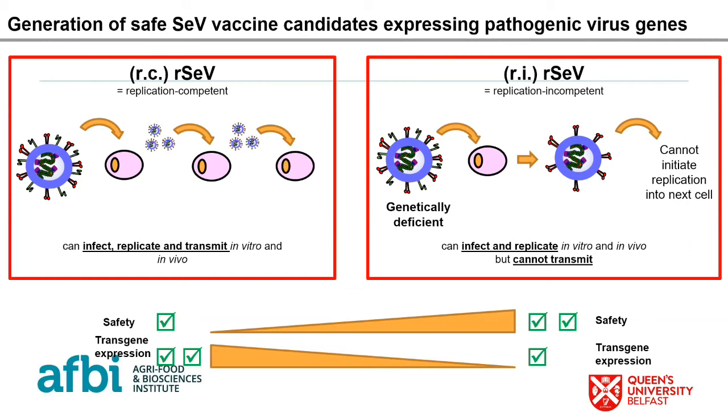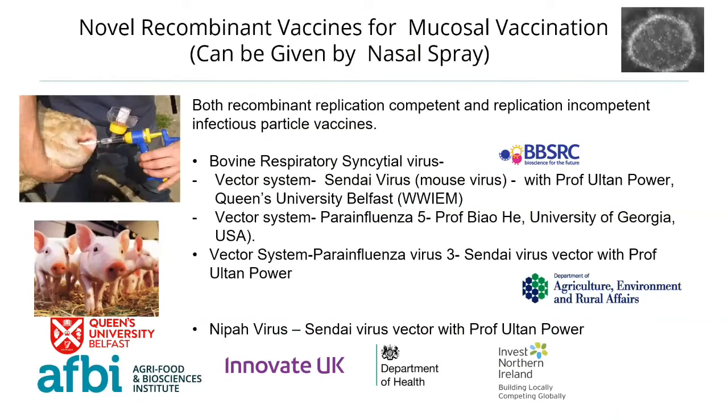You sacrifice one for the other. The safety might go up with the replicating-incompetent vaccine, but you're probably losing the amount of protein that can be produced, and probably going to lose some of the level of the immune response. So these vaccines are just going into trials, so we'll be able to look at the actual immune response. Next slide, please, Jonathan. Thank you.